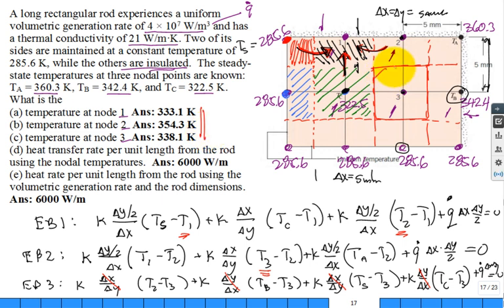That this is the area, and then we all have a unit delta z of 1 meter. Pick it that way. Yeah. Make good sense? Okay. Now, D and E are harder. Let's talk about it for a minute. The heat transfer rate per unit length from the rod using the nodal temperatures. Well, I think part E is easier. Let's read that. The heat transfer rate per length from the rod using, everything's the same, D and E, but volumetric generation rate and the rod dimensions.